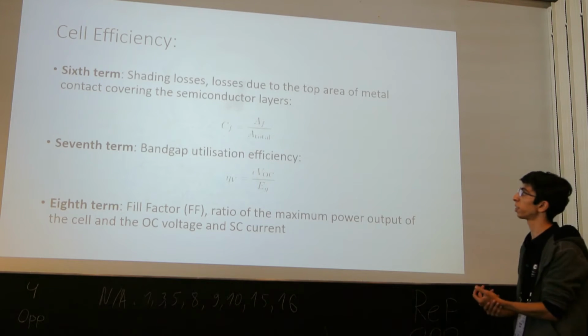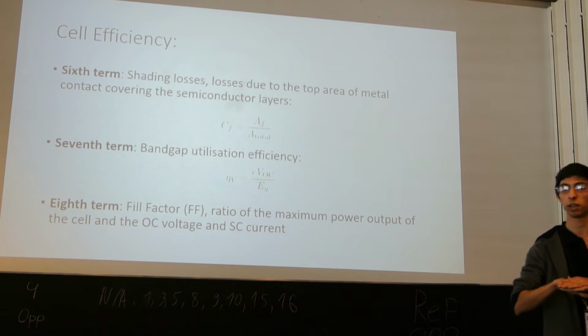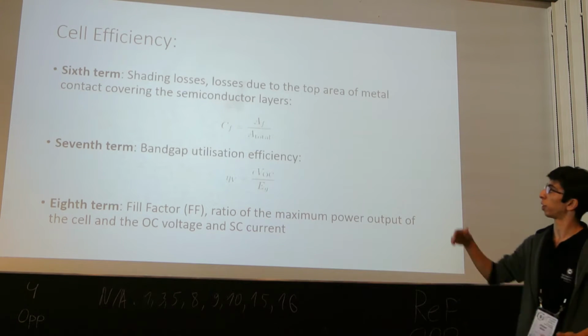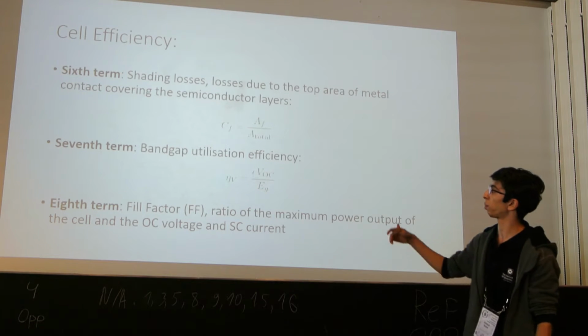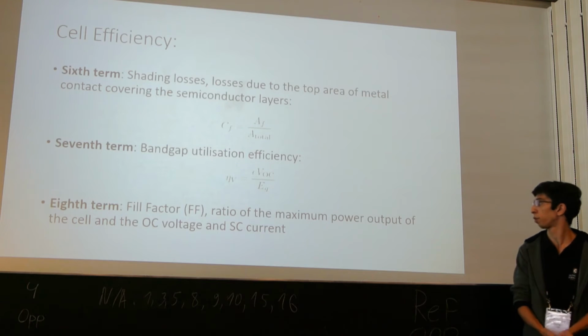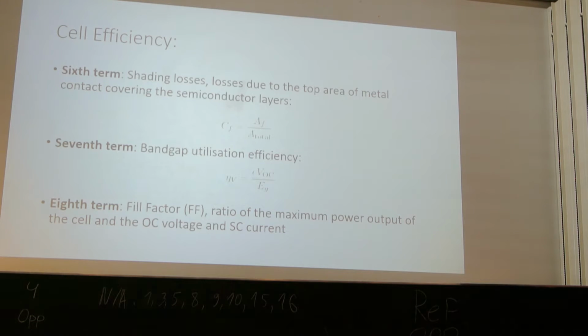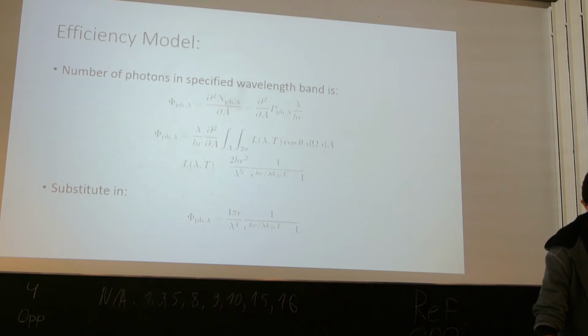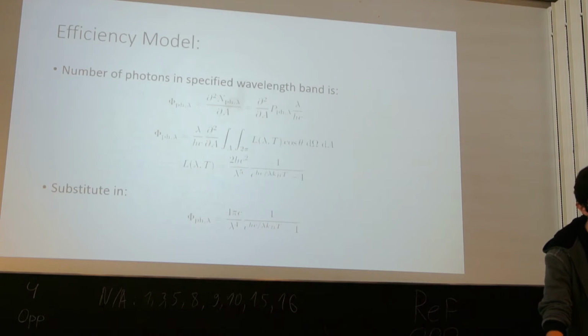There are also some losses incurred due to having a metal conductor on top of our solar cell, which is called a shading loss. And lastly, we've got two terms, which are the band gap utilization efficiency, as well as the fill factor, which is the ratio of the maximum power output of the cell to the product of the open circuit voltage and the short circuit current. So all of these parameters together give us a model for our efficiency.